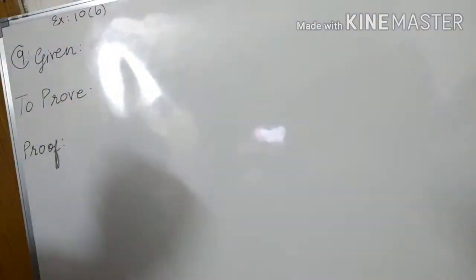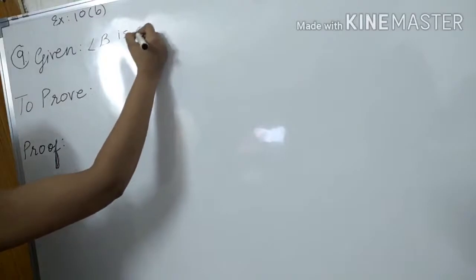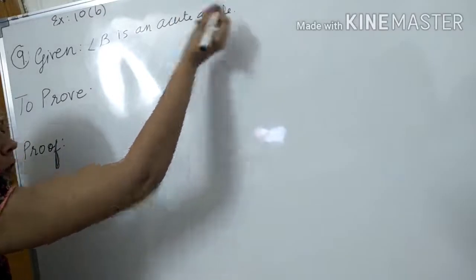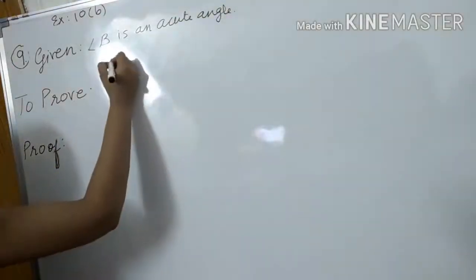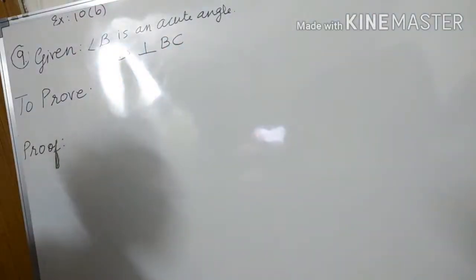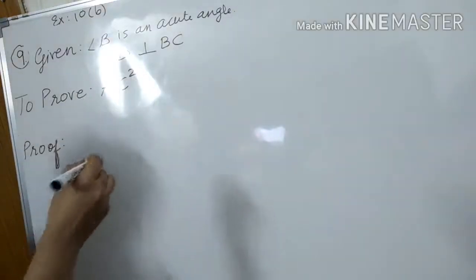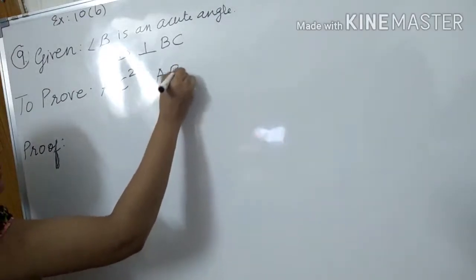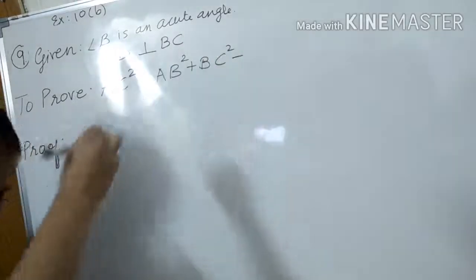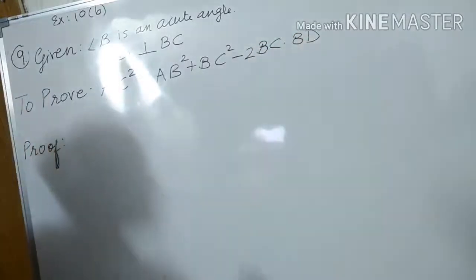What is the given part here? Angle B is an acute angle and AD is perpendicular to BC. This is the given part. Now to prove part, what we want to prove is AC square is equal to AB square plus BC square minus 2BC into BD.